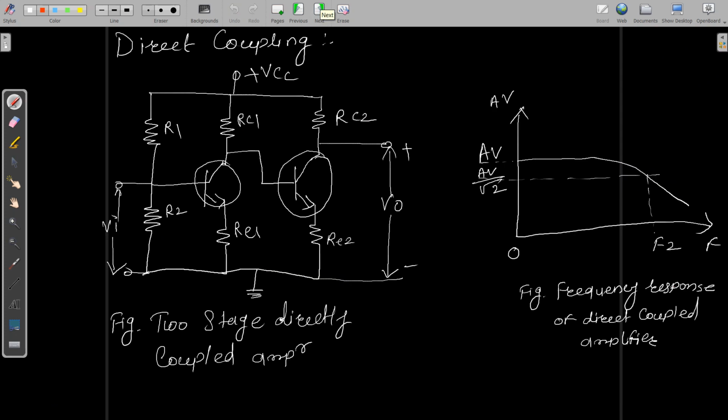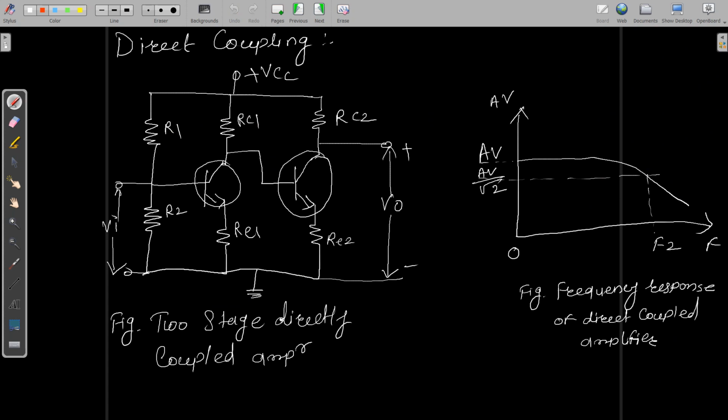In case of direct coupling, you can see here that this is my first stage, this is my second stage. The output of the first stage is directly connected to the base of the second transistor, with no capacitance or resistance in between. So obviously because of this, the DC bias conditions of the transistor are going to vary. That means the quiescent point will get shifted either up or down, and therefore it will affect the biasing conditions of the transistors.